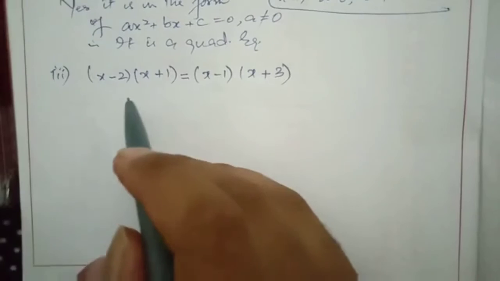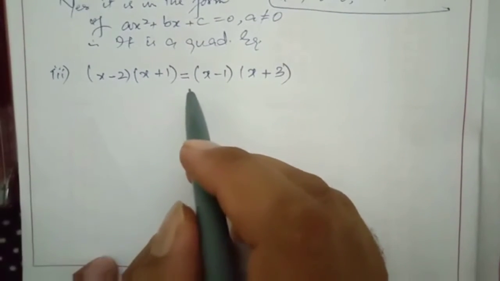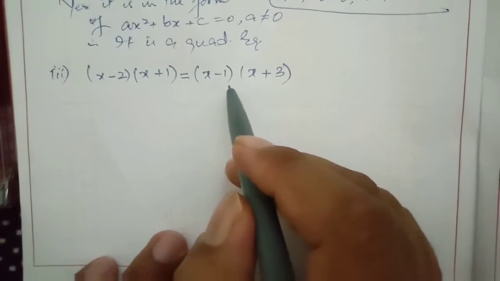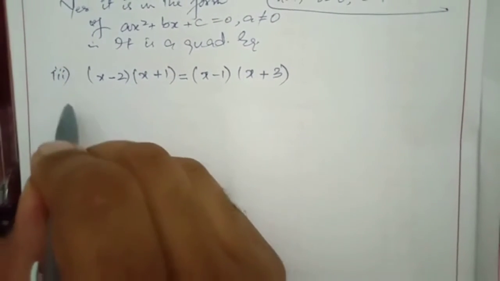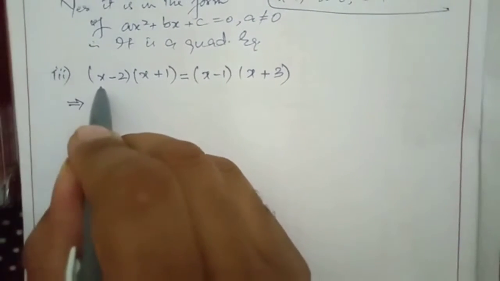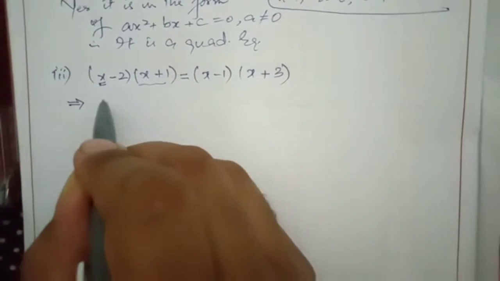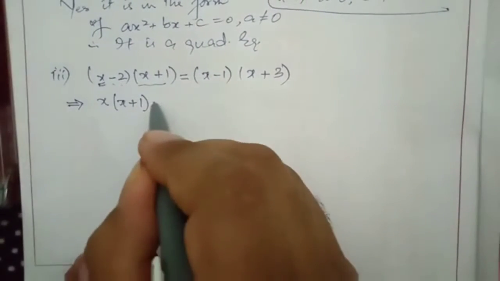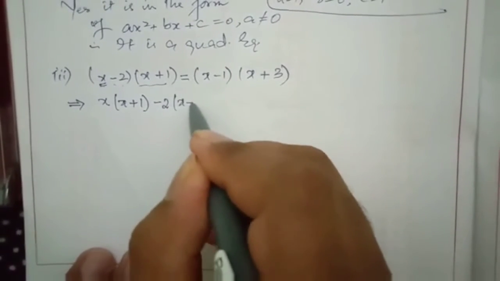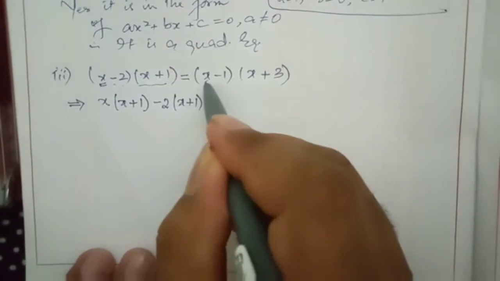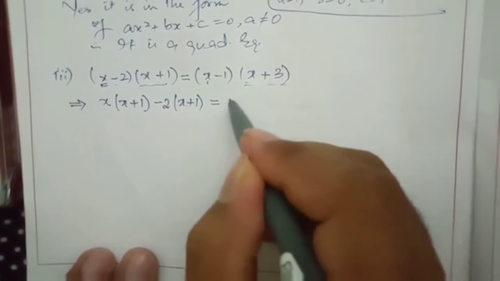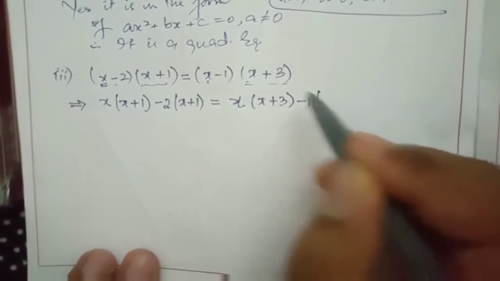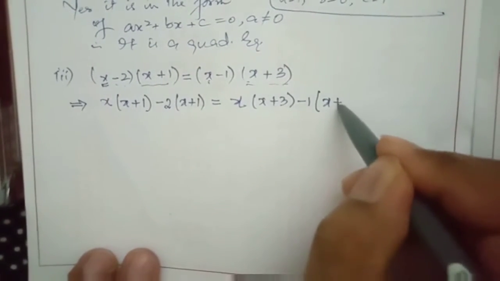See the third part. x minus 1 into x plus 1 equals x minus 1 into x plus 3. We need to check whether this is a quadratic equation or not. First we will do the simplification. We should multiply this x to the whole. I can write x into x plus 1, then with minus 2, minus 2 into x plus 1, is equal to, then with this x we will multiply this whole expression, x into x plus 3. Then with this minus 1 we will multiply this whole expression, minus 1 into x plus 3.